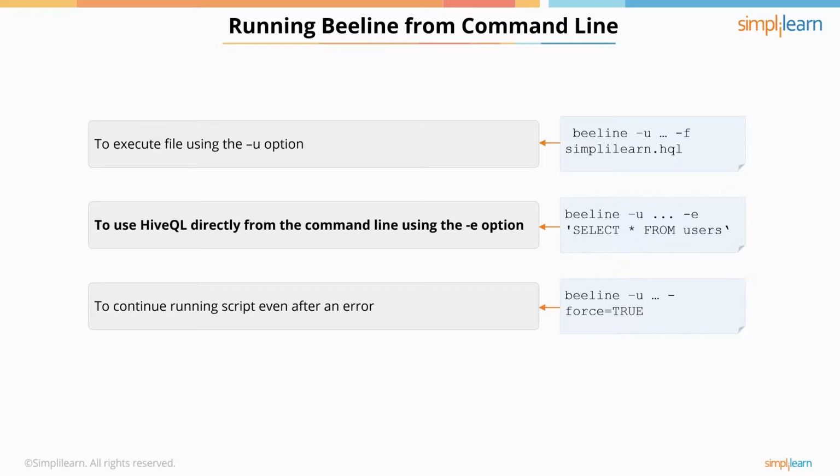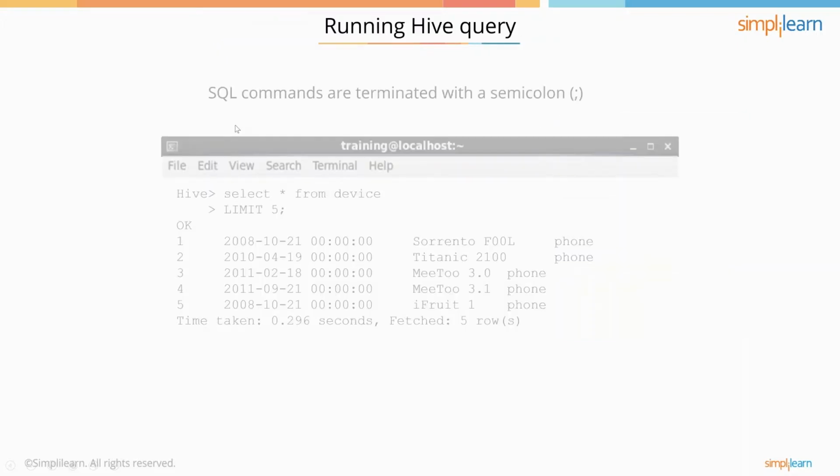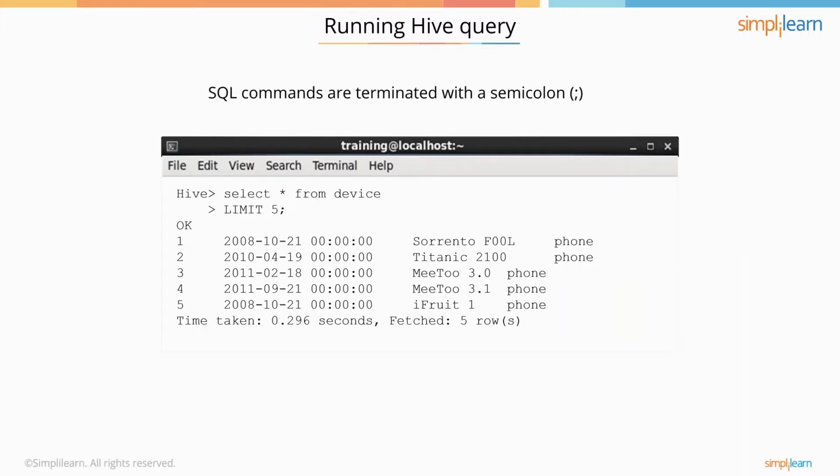And the last example shows how to continue execution even after an error is returned. Here we would type --force=true. So these are a few basic examples, and this is what the command line shell interface looks like, very basic, very similar to any other one. Note that, like in many other shells, we use a semicolon to terminate the SQL query.